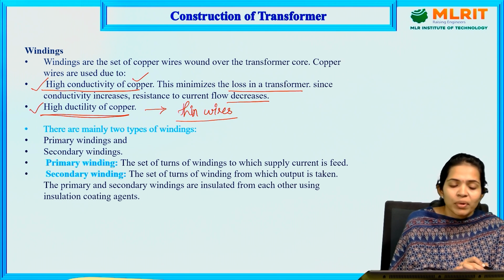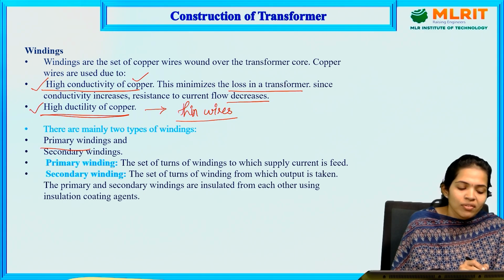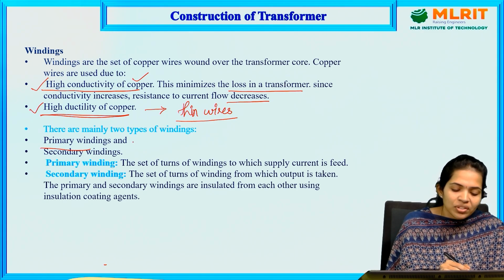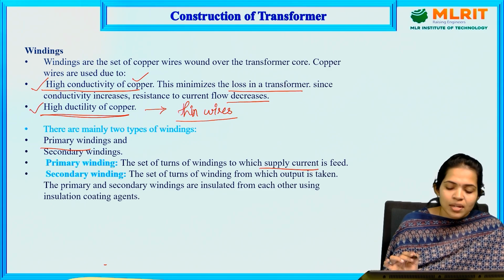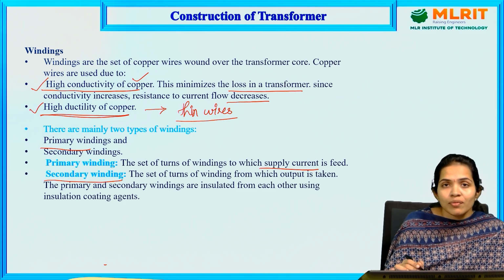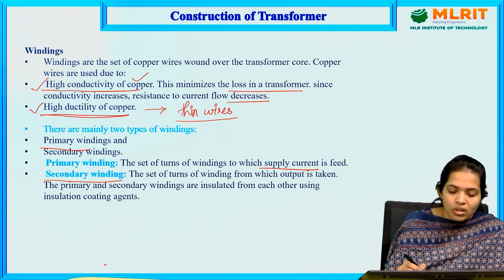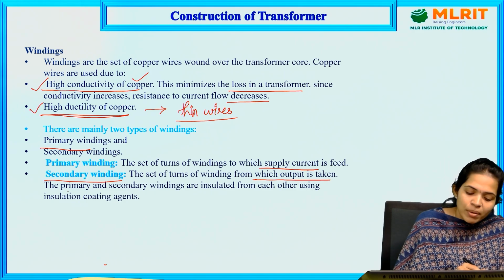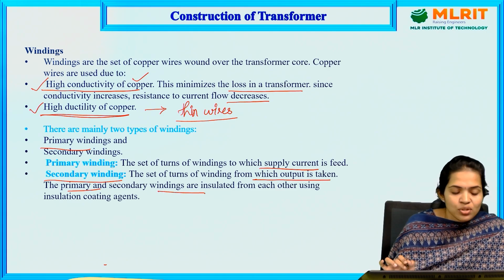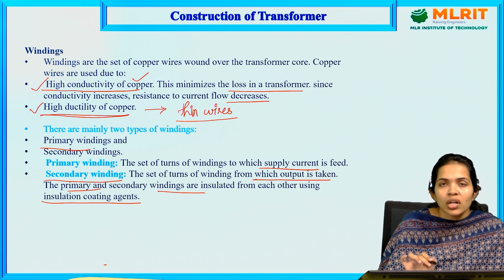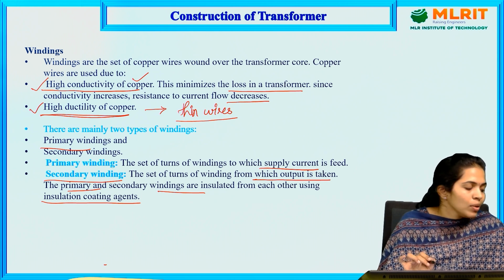As we know, there are basically two kinds of windings, primary winding and secondary winding. The primary winding is connected to the AC supply of the transformer, and the secondary winding is connected to the load, from which the terminal output voltage is drawn, from which the output is taken. And these primary and secondary windings are insulated from each other by using insulation coating agents. What those insulation coating agents are will be seen in the next slide.